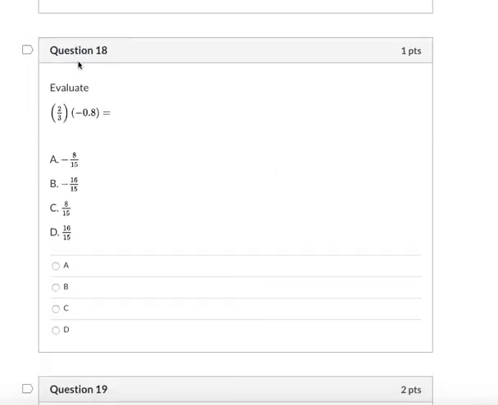Anyways, question 18. Evaluate 2/3 times negative 0.8 equals A, negative 8/15, B, negative 16/15, C, 8/15, D, 16/15.